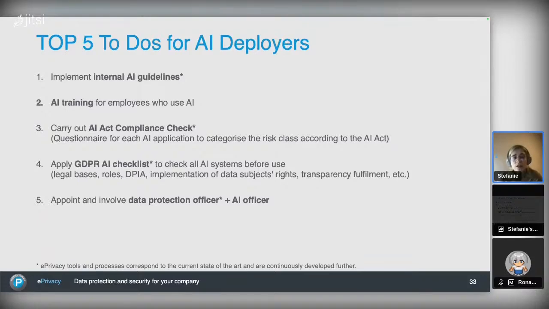Then for GDPR, we of course should also check what requirements we have if we process personal data with our AI system. As said, there are already checklists to check what kind of role we have, whether we have a legal basis to process this data, and so on. Then it is also recommended to appoint data protection officers or involve the ones that you have, so that they can check for GDPR requirements. And it might also make sense for bigger companies to appoint and involve AI officers who are responsible for the regulations of AI and the AI use within your company.